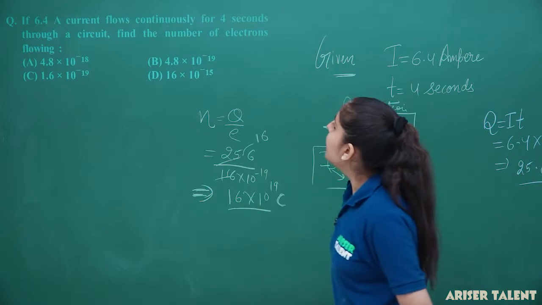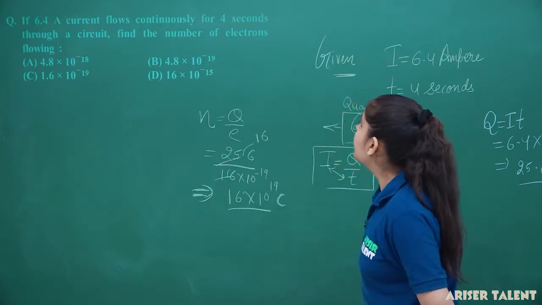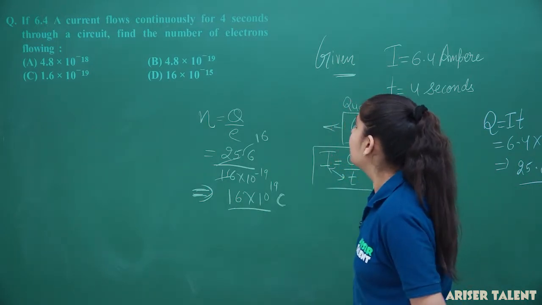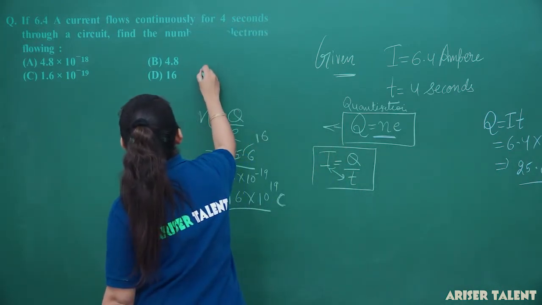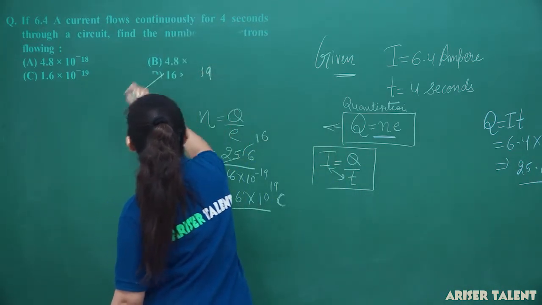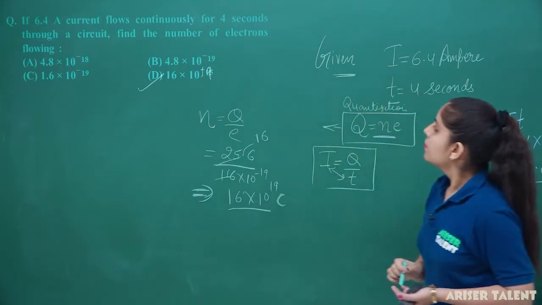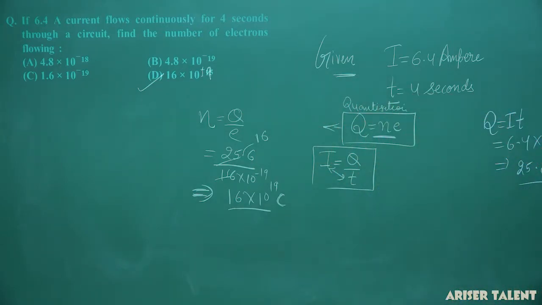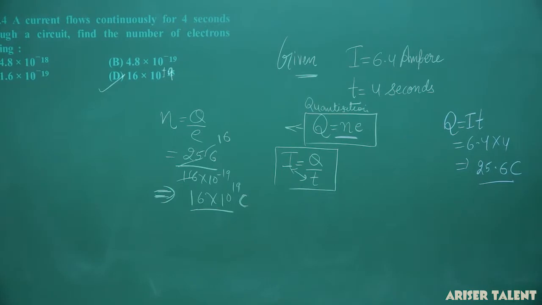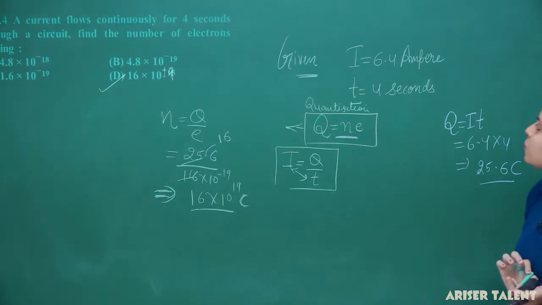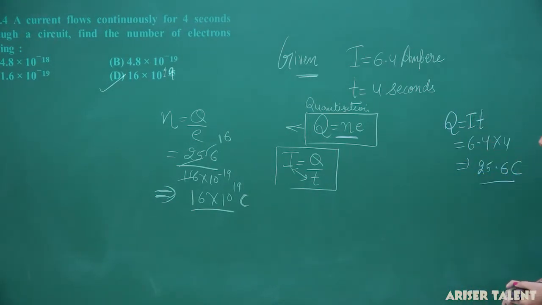So the number of electrons that will flow in the circuit will be 16 into 10 raised to the power 19. So here the correct option is 16 into 10 raised to the power 19. So this is the correct answer we are getting from here. So just copy this solution from here so we can proceed to our next part.